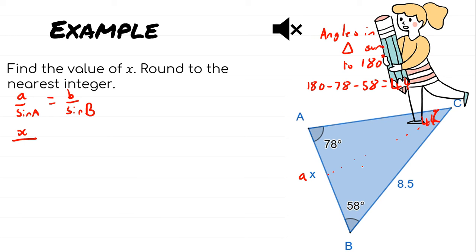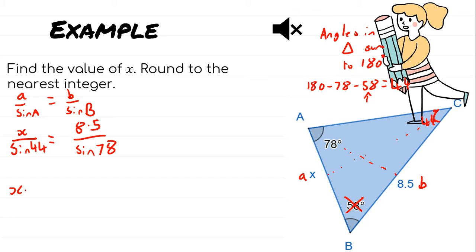So again, don't go on autopilot and just pick one of these angles. It's the angle opposite that you need, so you're going to have to work that out. So this one's going to be sine 44. Again, B is going to be the other side that we know about, which is 8.5. So sine B, the B is going to be the opposite angle, which is 78. So this 58, we're not going to use in the formula. We needed it here to work out the missing angle, but it's no longer useful to us.